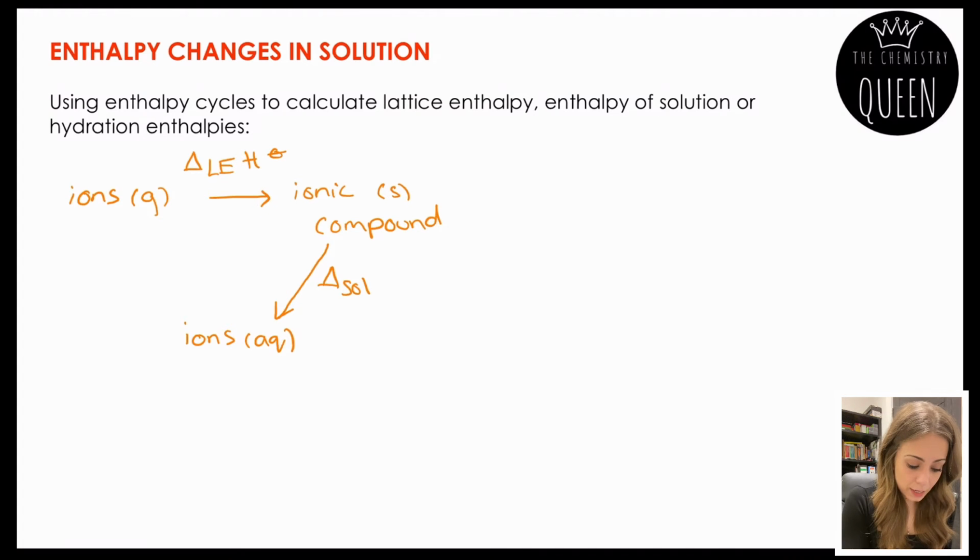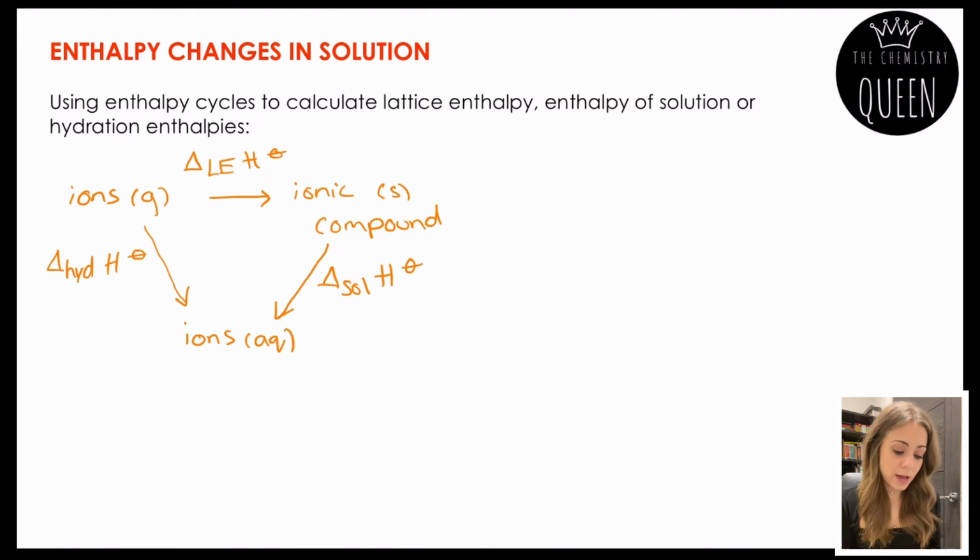So this arrow here represents the chemical reaction that's taking place, and that is the enthalpy change of solution. So I'm dissolving an ionic compound in water to form aqueous ions. And then the final part is we can link the gas ions and the aqueous ions together by using hydration, because hydration, according to the definition, is taking ions in the gas state and dissolving them in water to form ions that are aqueous. So there is my preferred way of constructing this Hess cycle.